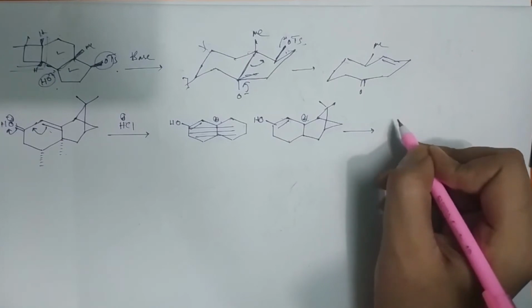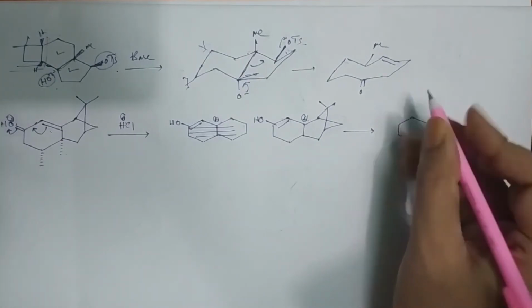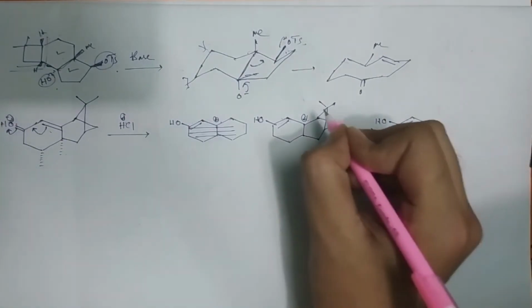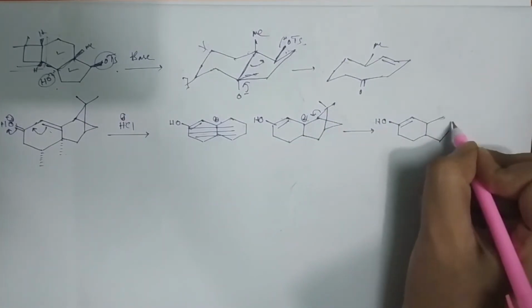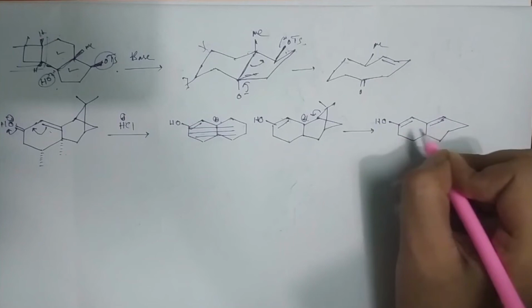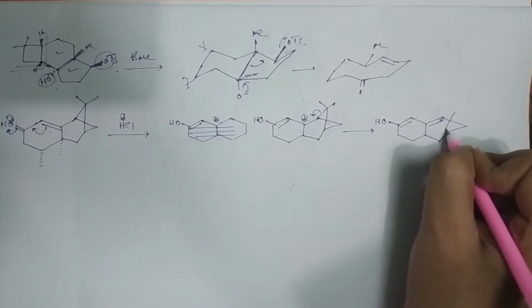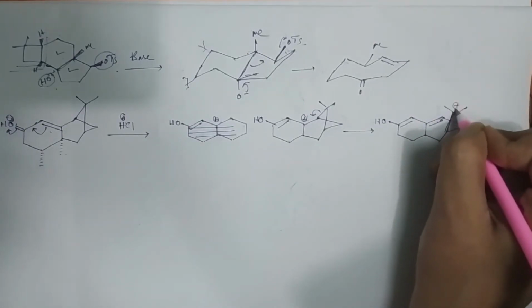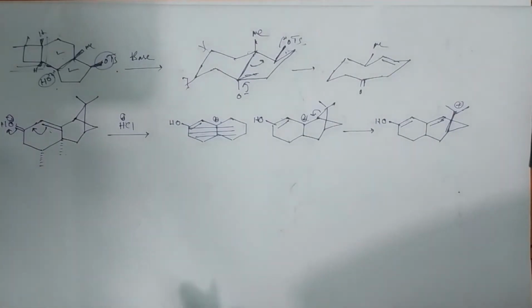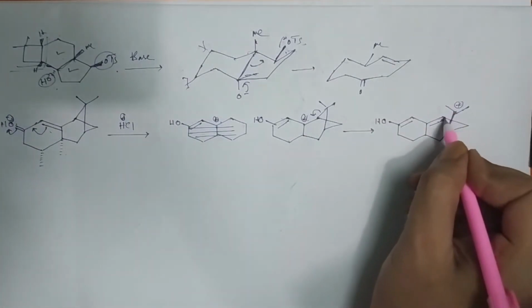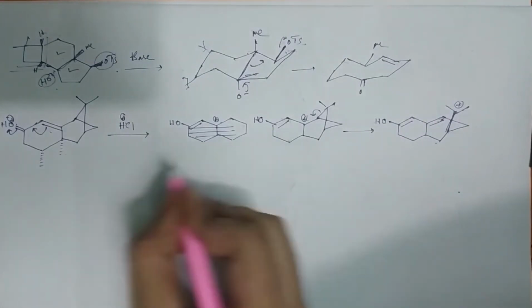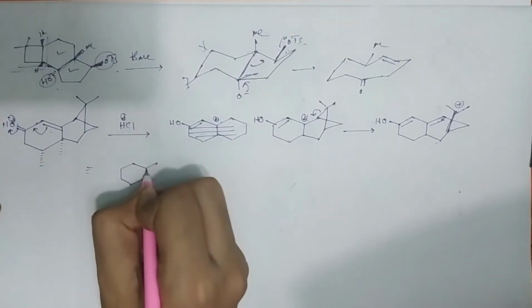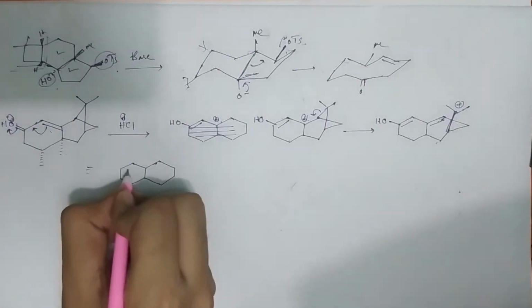So let's draw that. This one comes here. So this will be the tertiary carbocation, which will be very stable. There is a 1, 2, 3, 4 member group. So I can redraw it here like this.